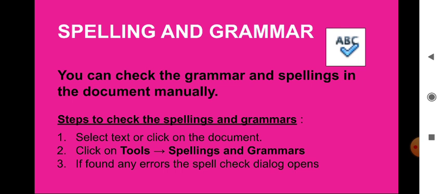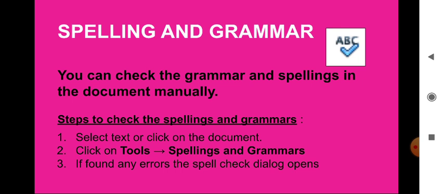Step 1, select text or click on the document. So we have to click in the document or select the text that we want to check. Okay. Step 2, just click on Tools and from there choose the spelling and grammar option. So you have to choose Tools and then select the spelling and grammar option.